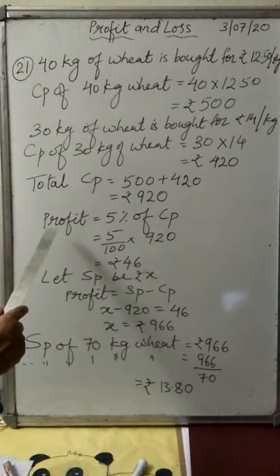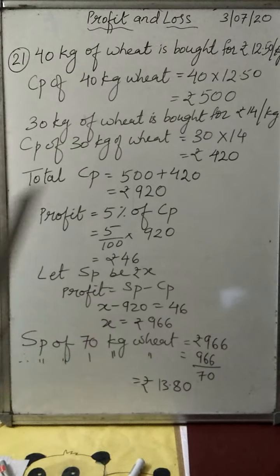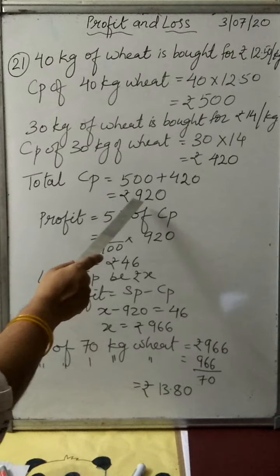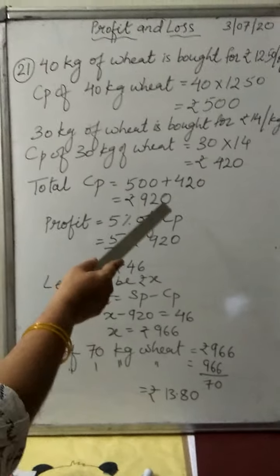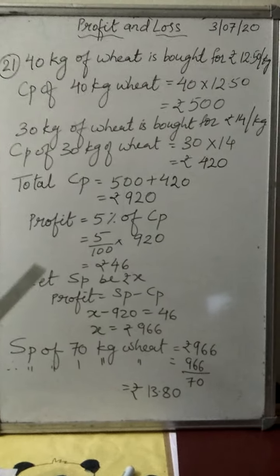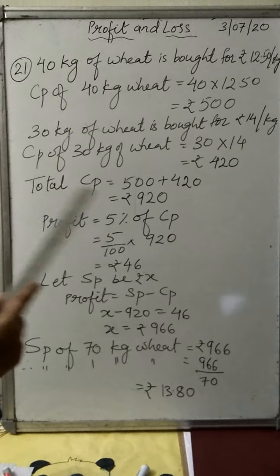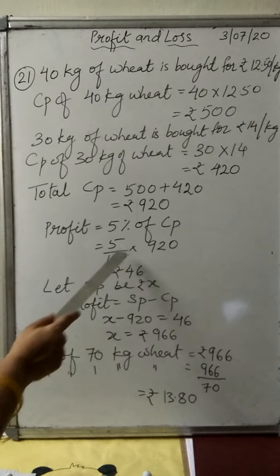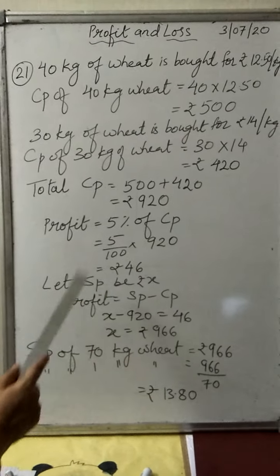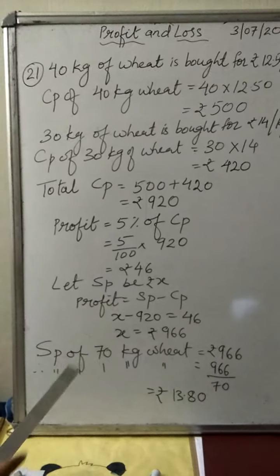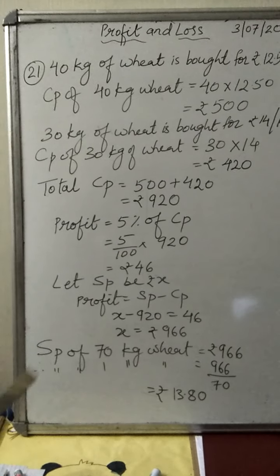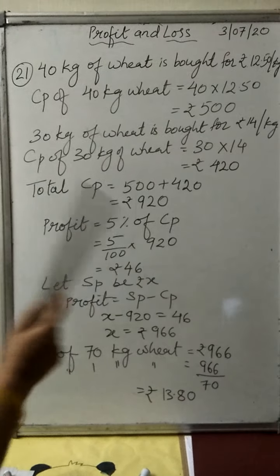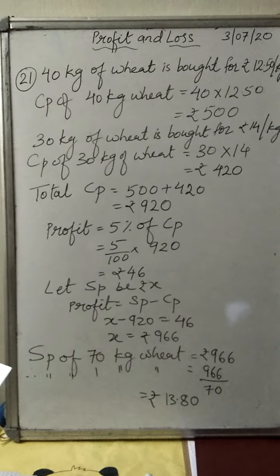Now profit is 5% of CP. So CP is 920 and 5% of 920, as you have studied in percentage also how to calculate 5% of CP. So that means 5 by 100 into 920. So that is rupees 46. So that means profit that is gained is rupees 46. Now we need to find SP.